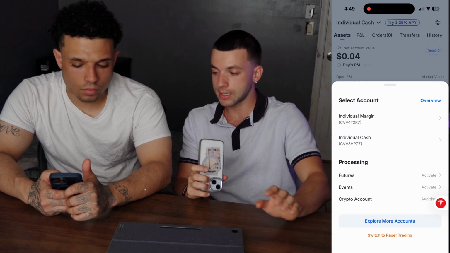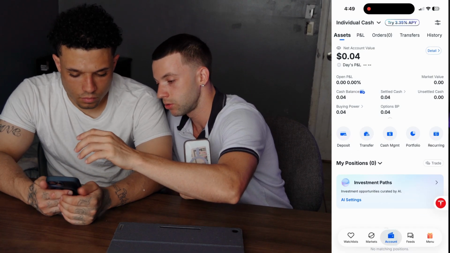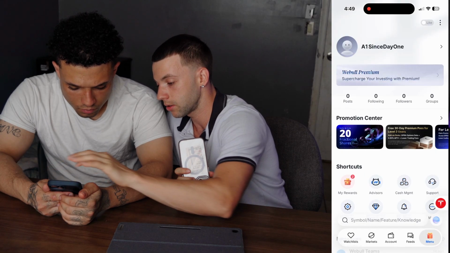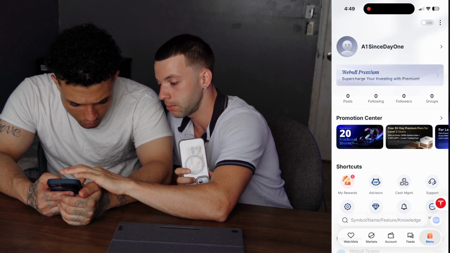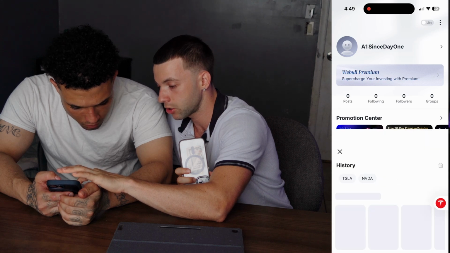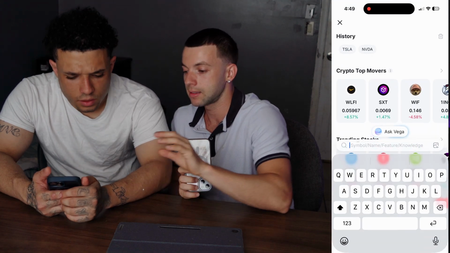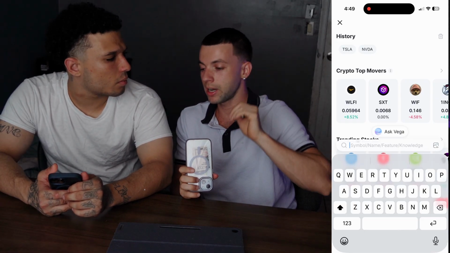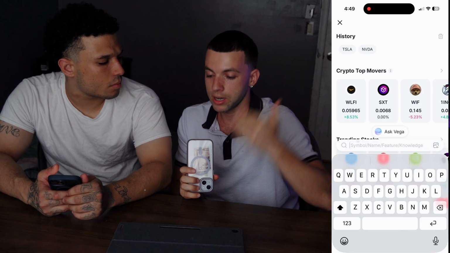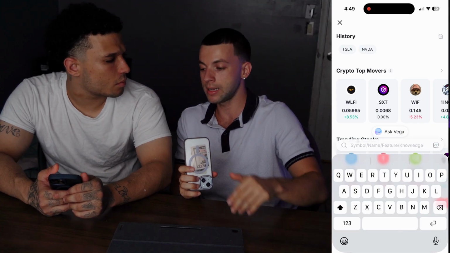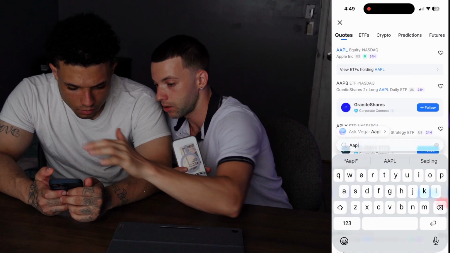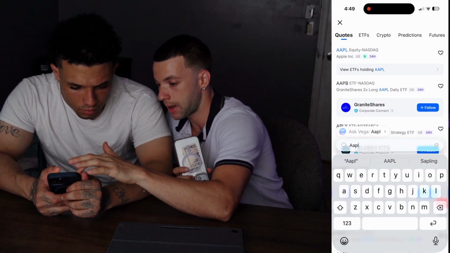So with that being said, let's go over how to look up a trade now. We're going to go down to the menu, click on the right menu, and then right at the very bottom, it says symbol, name, feature, knowledge. You click that. This is the ticker symbol for the companies we're going to trade. Whatever we're trading, let's trade Apple. That ticker symbol is AAPL. So you're going to put AAPL, and the first one that comes up is Apple right there.